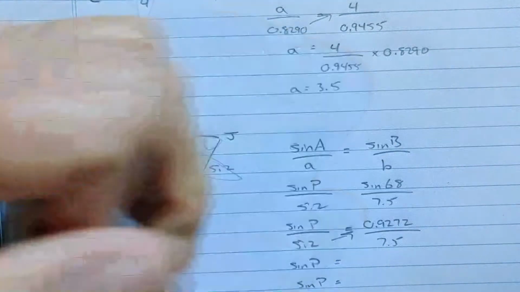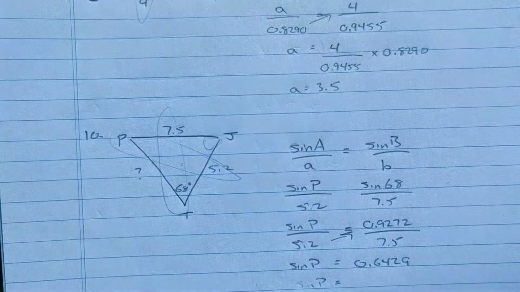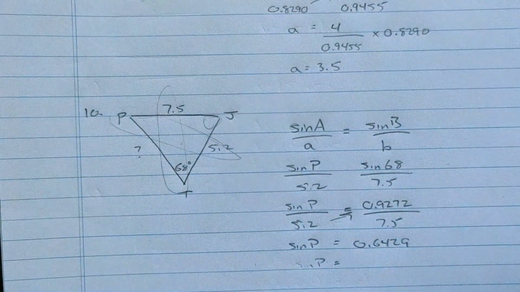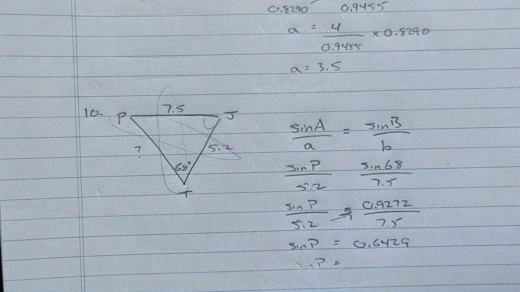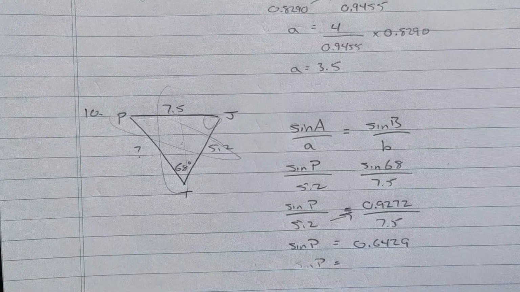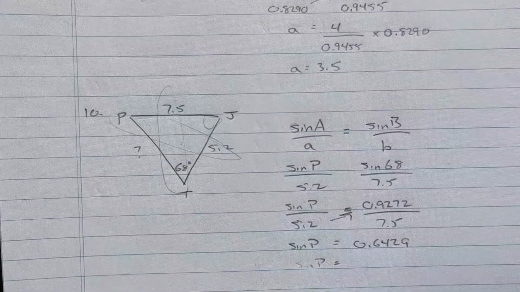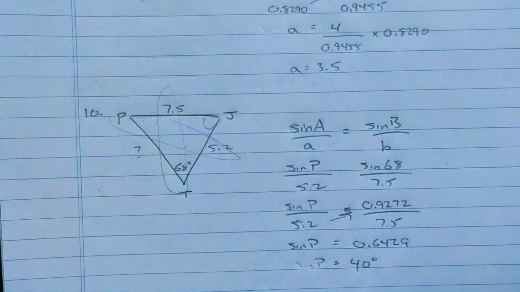nope, I already have it there. Sine P here is 0.6429. So angle P, I can use again my calculator. Use the second or shift sine button, or in this case I'm just going to pull it off my table here, and this is approximately 40 degrees. So angle P, 40 degrees.